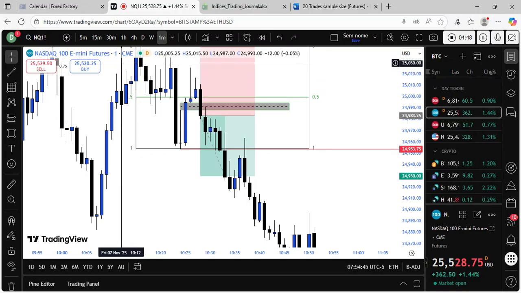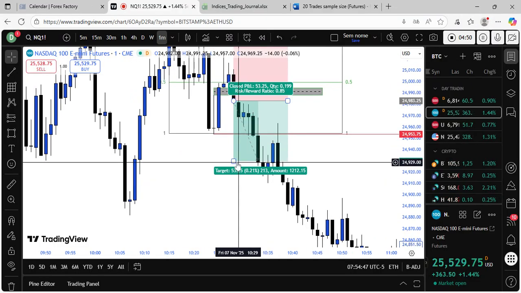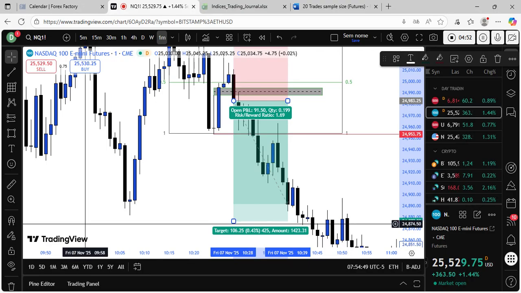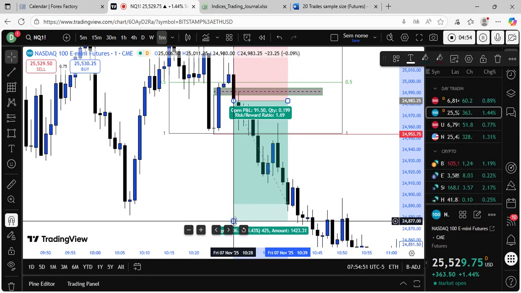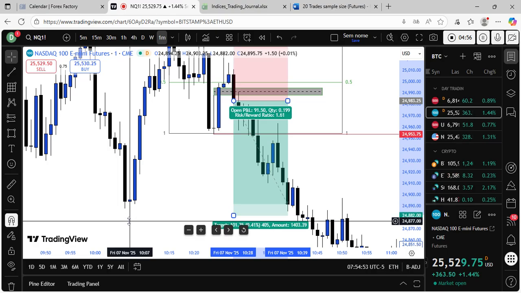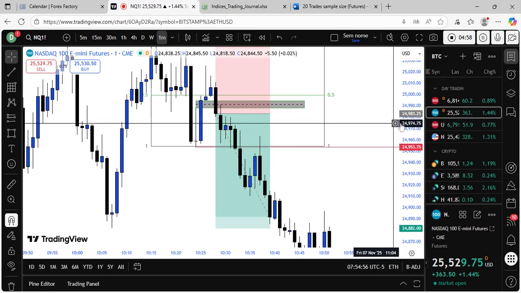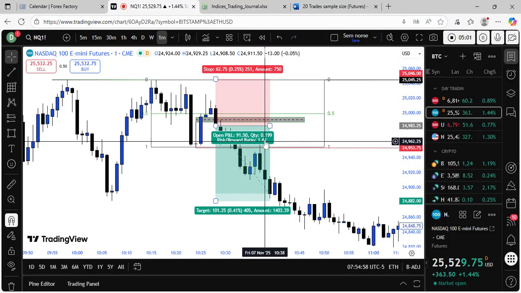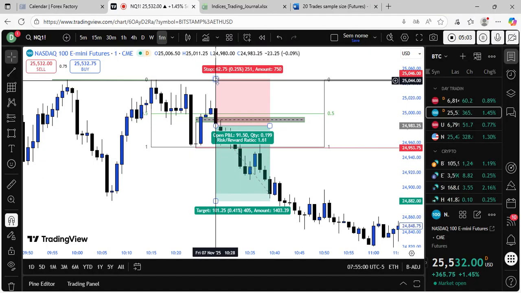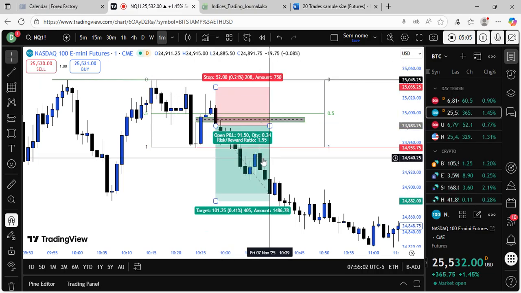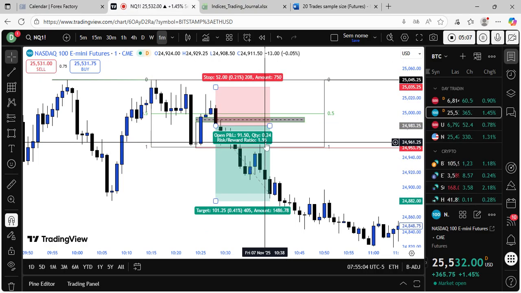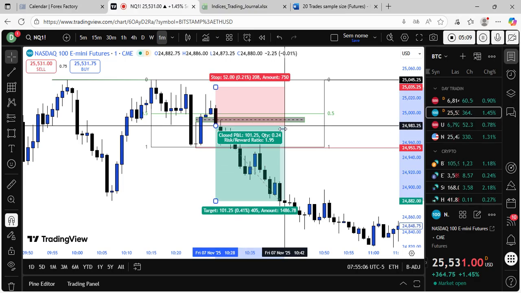So what do we target? We can target these 5 minute lows for our take profit one. Boom, 1.6 risk to reward ratio. Let's actually follow the strategy: 1.95 risk to reward ratio up to take profit 1.